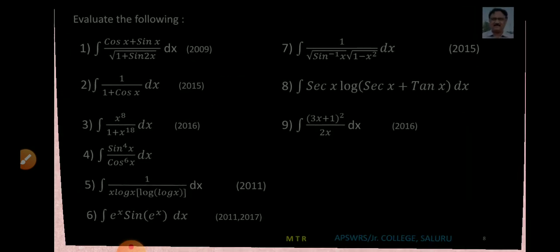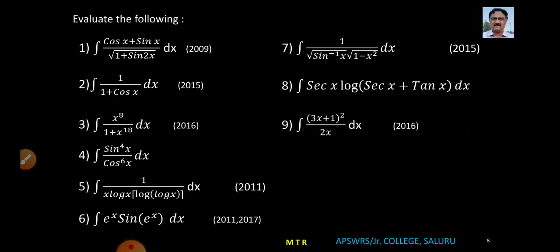Okay, take a homework. Evaluate the following problems by using the standard formulas or the f dash f x by f of x formula or the f dash f x by root f of x formula. The 6th one is integral e power x in sin e power x dx. Put e power x is t. For the 5th one, integral 1 by x log x into log of log x dx. Put log of log x as t. 1 by log x into 1 by x dx is equal to dt.